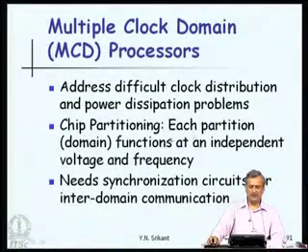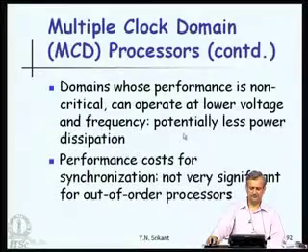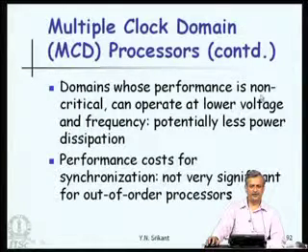So, we are going to partition the chip into domains. Each partition functions at an independent voltage and frequency. That is the assumption in an MCD processor. It needs synchronization circuits for inter-domain communication, such as buffers and queues and so on. Domains whose performance is non-critical can operate at lower frequencies, and therefore, they will potentially consume less power.